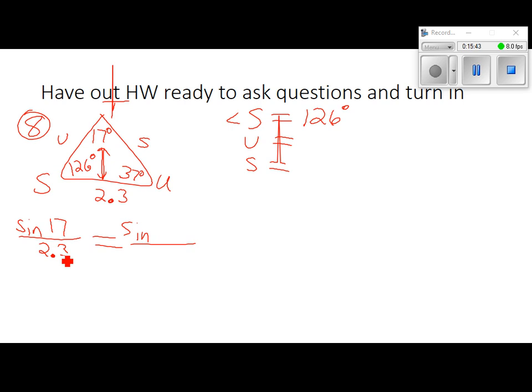Now, the other one, it doesn't matter really which one we pick, you can pick whichever one you want. If we pick U, that's sine of 37, and it matches up to what? Oh, wait, no, little u. So this time we're going to be finding little u. We cross multiply this way, what do you get? U times the sine of 17. Wish they wouldn't use letters like U. And then you cross multiply this way, what do you get? 2.3 times the sine of 37.